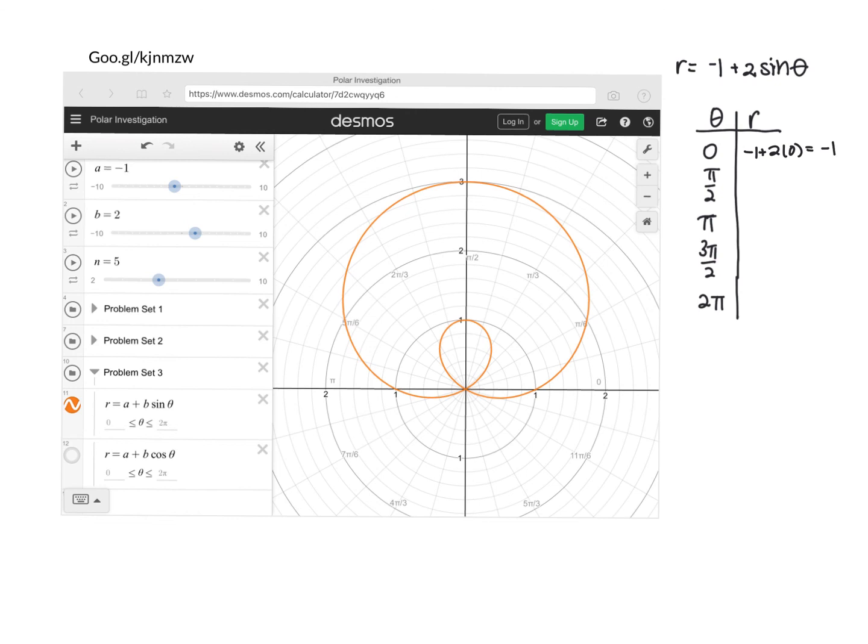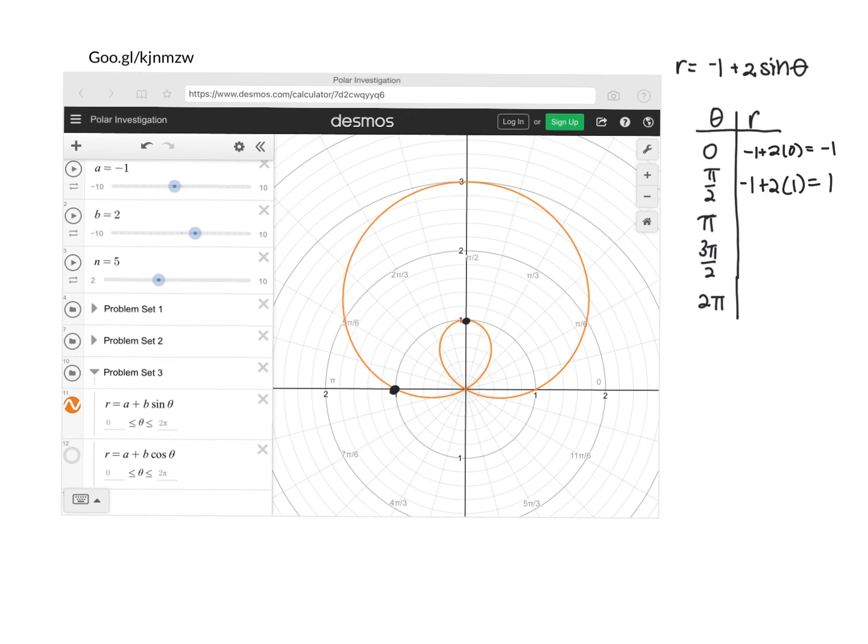Well, we know the R value can't be -1. So theta being 0, if you picture a unit circle, 0 would be right here. It says -1, so we're actually going to kick back to this point right here. Okay, so there's the point 0, -1. Now we're going to repeat this process with pi over 2. So we get -1 plus 2 times the sine of pi over 2, which is 1. So I've got pi over 2 is 1.